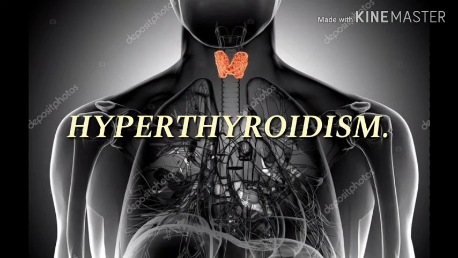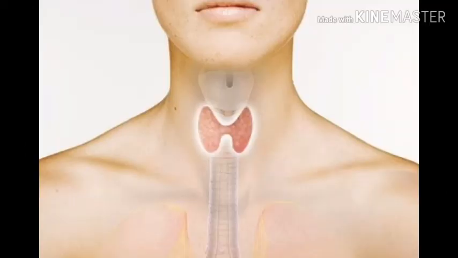3. Hyperthyroidism. These symptoms occur when the thyroid gland produces too much thyroid hormone. Diabetes is one of the possible complications of this condition.